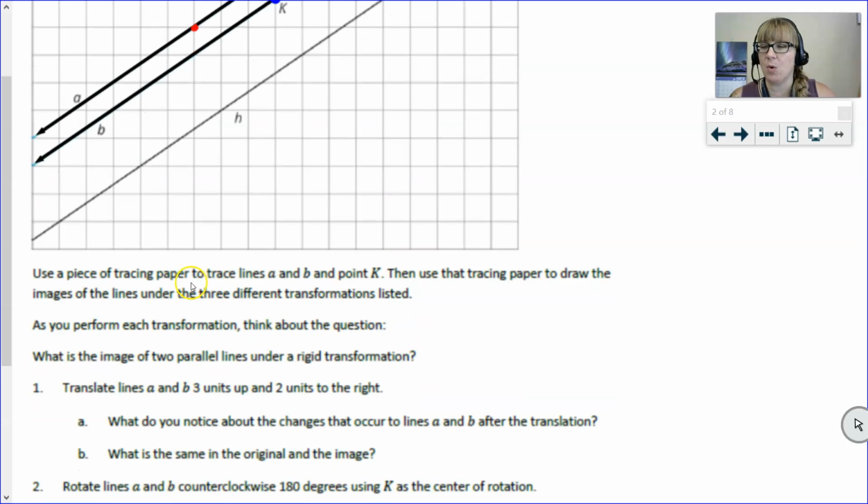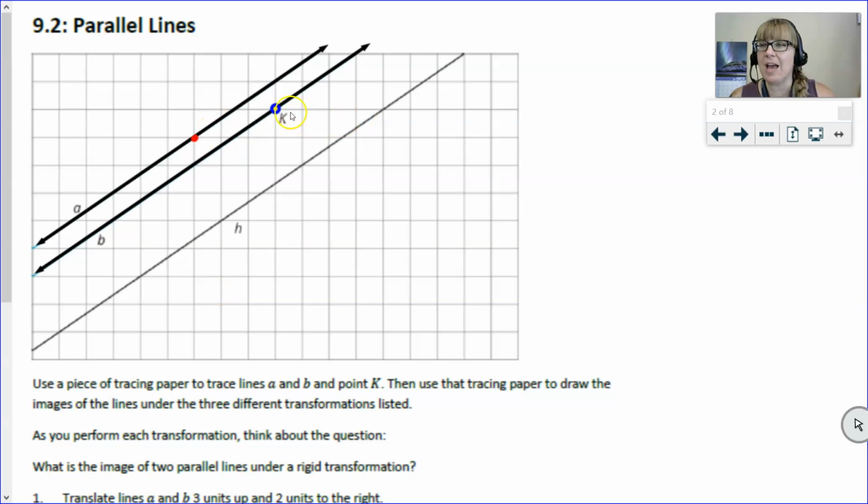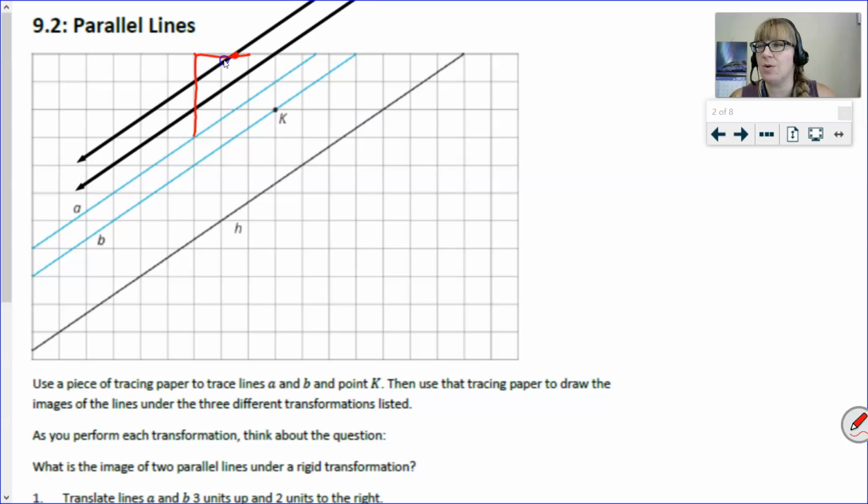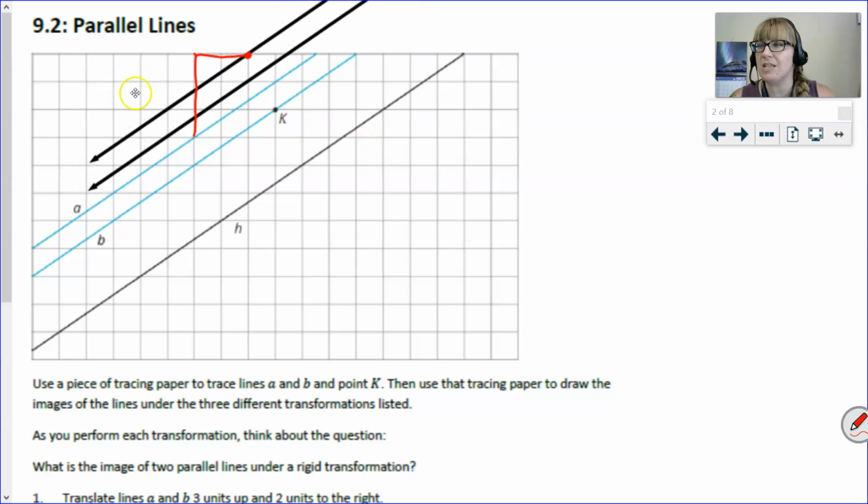To get started, we have lines A and B, and we are supposed to translate lines A and B 3 units up and 2 units to the right. Now, although we have point K, it is a hard point to reference when we're trying to translate up 3 units, because if I go up 3 units, I am now off of that grid. So I've got this extra point here, and that extra point is a little bit easier to follow. Then I can go up 3 units and 2 units to the right, just like it says in the direction, which means that this red point is going to go up 3 and 2 right, which means everything else is too. So you can see those parallel lines moved up 3 and 2 units right.